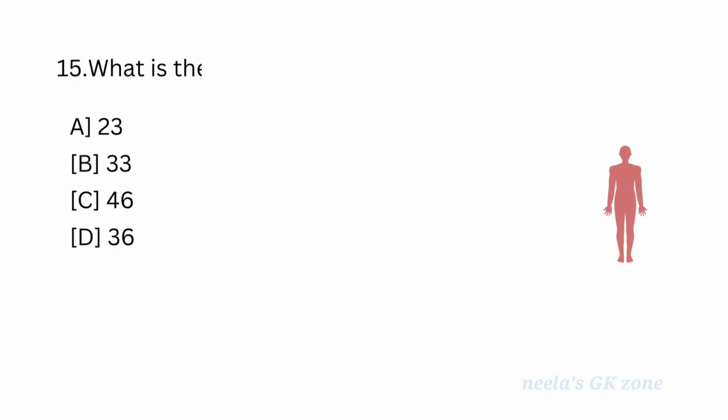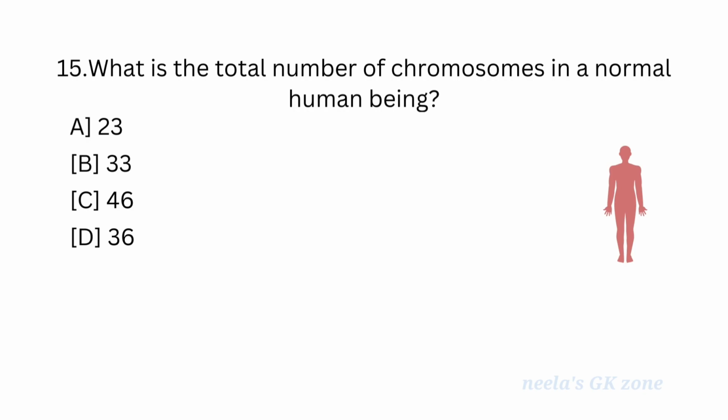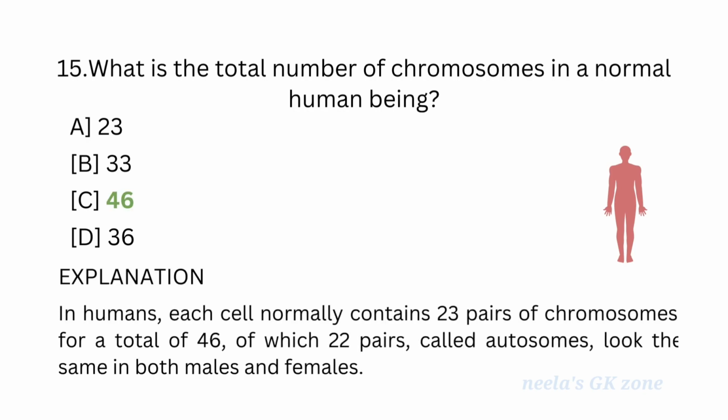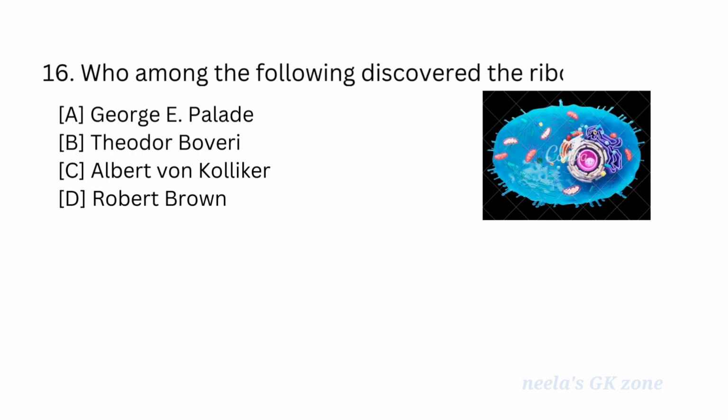Next question is, what is the total number of chromosomes in a normal human being? 46. Explanation is, in humans, each cell normally contains 23 pairs of chromosomes for a total of 46, of which 22 pairs called autosomes look the same in both males and females.